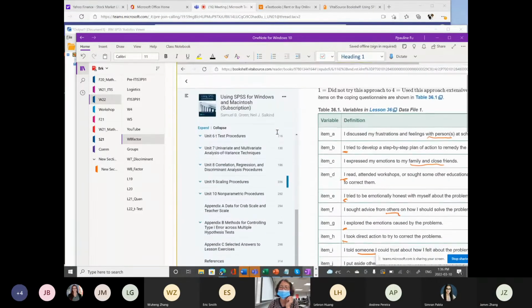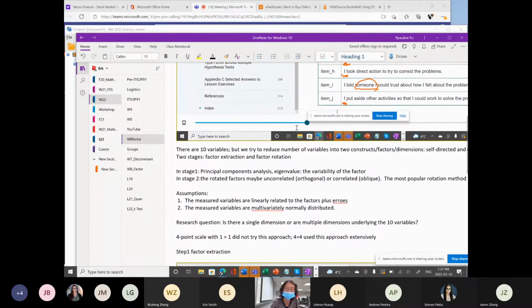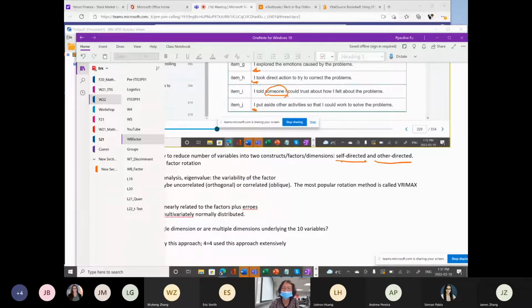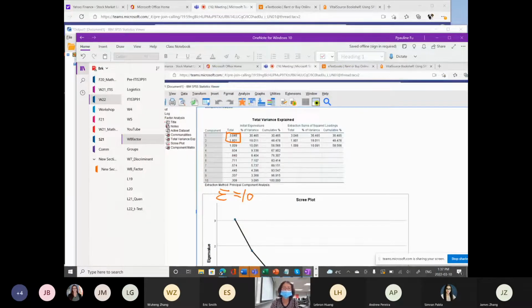Remember, when we analyzed these variables, we said these are other-directed, other-directed, other-directed, and those questions are self-directed. It looks like we have 2 categories, 2 dimensions. It matches our result. Did you get that? So over here, self-directed and other-directed. We get this idea based on total variance explained.